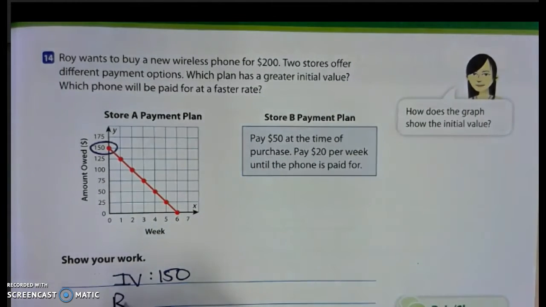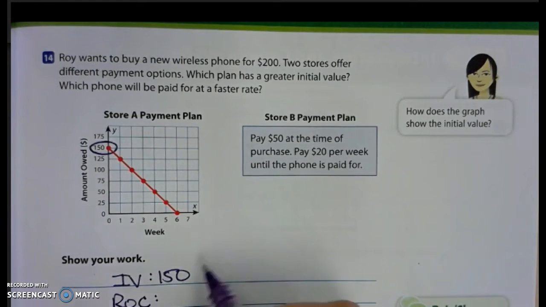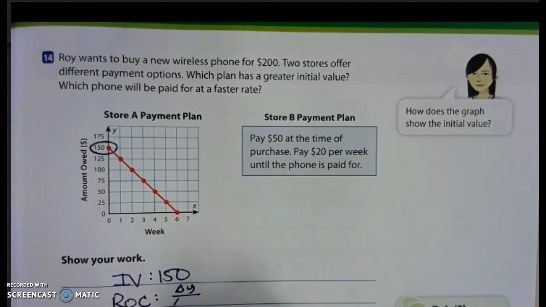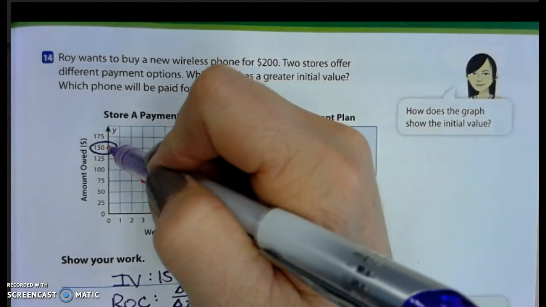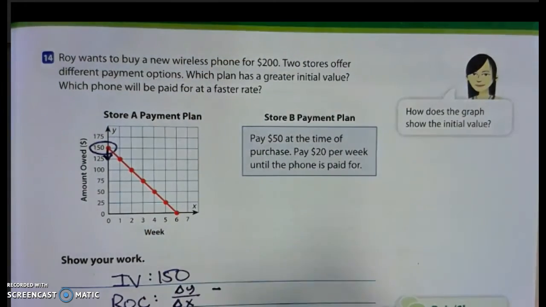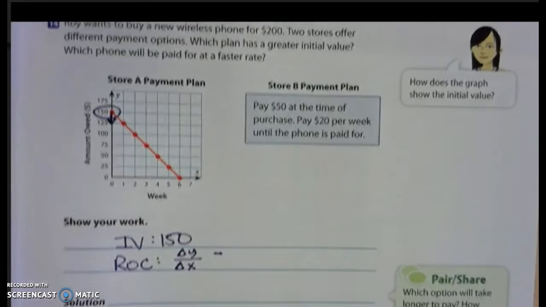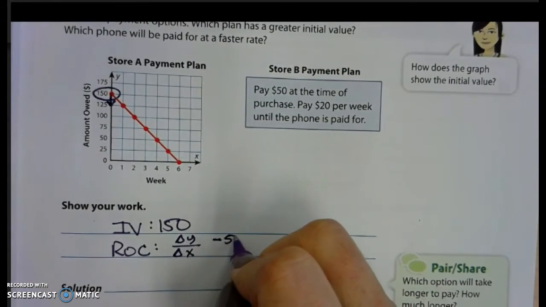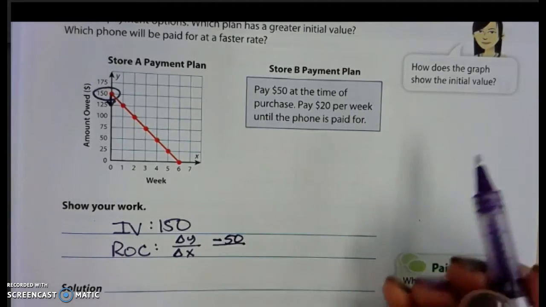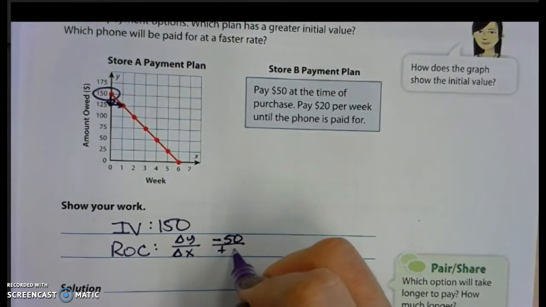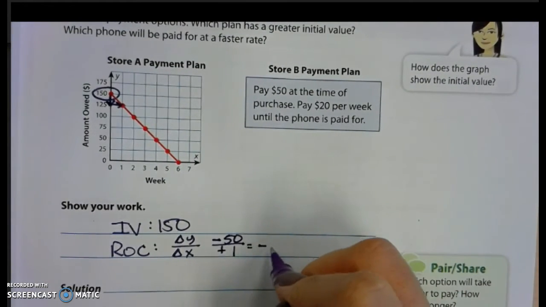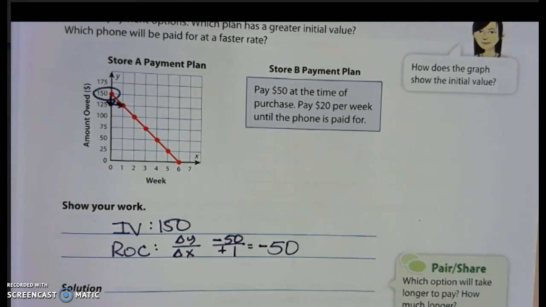Now, the rate of change we can calculate, delta y over delta x. How much is it going down or up? This one's going down, from one point to the next. From 150 to 125 is going down, which is negative. And 150 to 125 is 50. So it's going down 50. And then our delta x is how far it's going over. From 0 to 1 is plus 1. So the rate of change for store A is negative 50, or he's paying $50 per month. He is decreasing his debt by $50 per month.